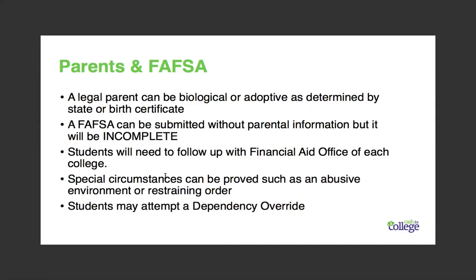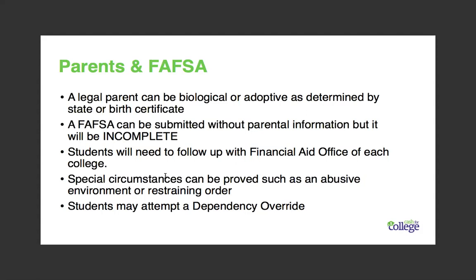And I mentioned it before, as you go through the FAFSA, you'll add in the school code. Typically the financial aid office will reach out to the student, but you definitely want to have them follow up also. Sometimes you will have students that have special circumstances that can be proved, such as an abusive environment or a restraining order, but again, documentation is important. A lot of times you can get documentation from a school counselor, or if they attend church, sometimes you can even get a statement from a pastor or a preacher.